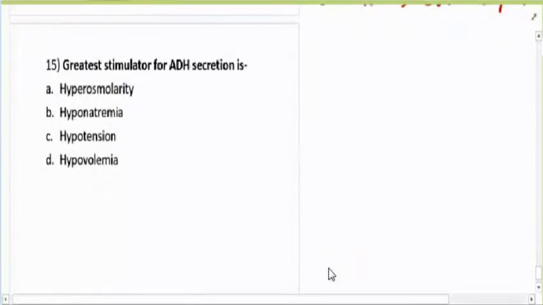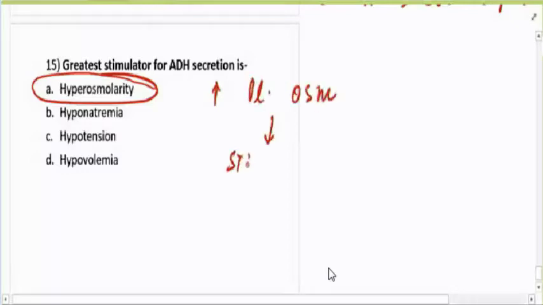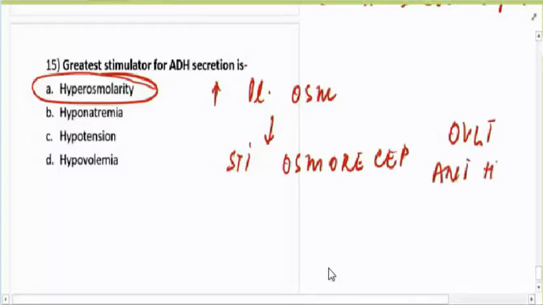Greatest stimulator for ADH secretion. Which is the greatest stimulator for ADH secretion? Increase in plasma osmolality. This is the most important stimulus for ADH secretion. Whenever there is an increase in plasma osmolality, this stimulates the osmoreceptors. Which are the osmoreceptors? This is the OVLT area in the anterior hypothalamus. What is OVLT? Organum vasculosum of lamina terminalis.